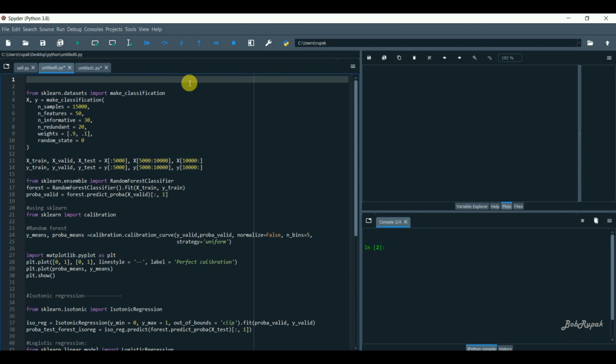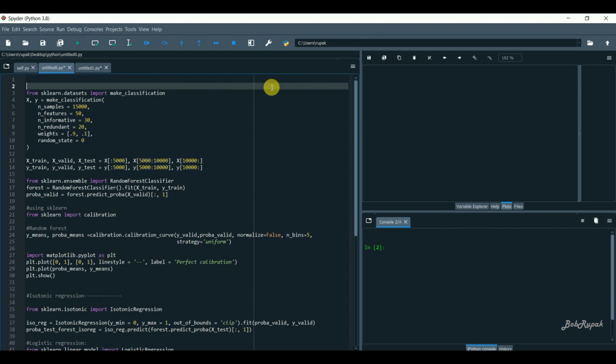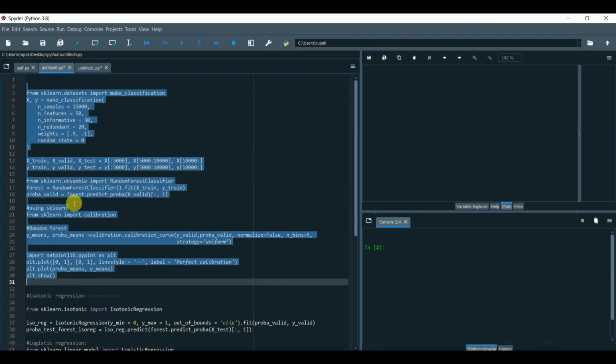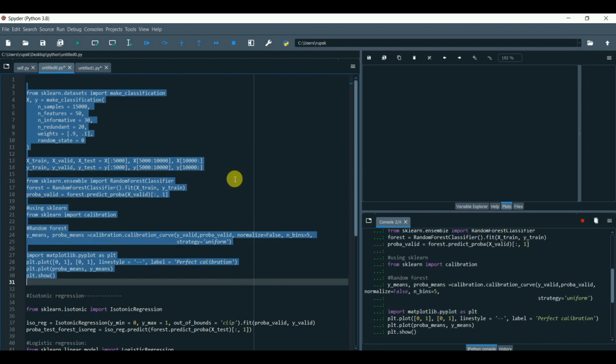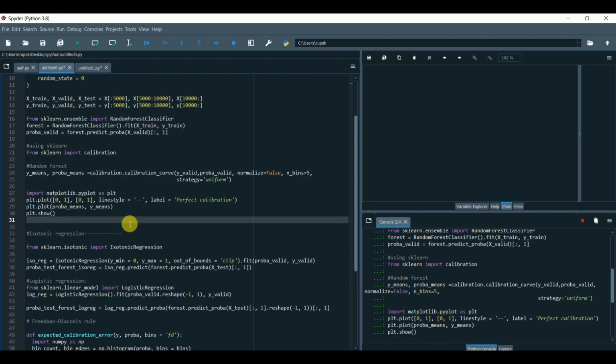Now, let's see this in action. We will try out various combinations. First is the random forest, second random forest plus isotonic regression, and the third random forest plus logistic regression, and we will compare the results. Here we will create a random forest classifier with the model. This is our regular stuff. Done.